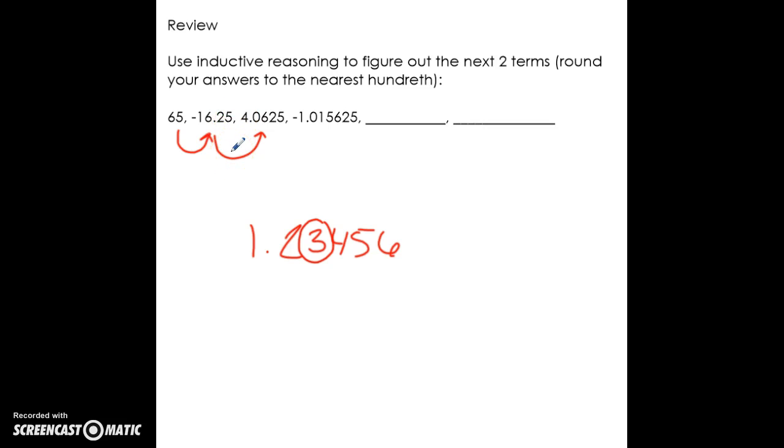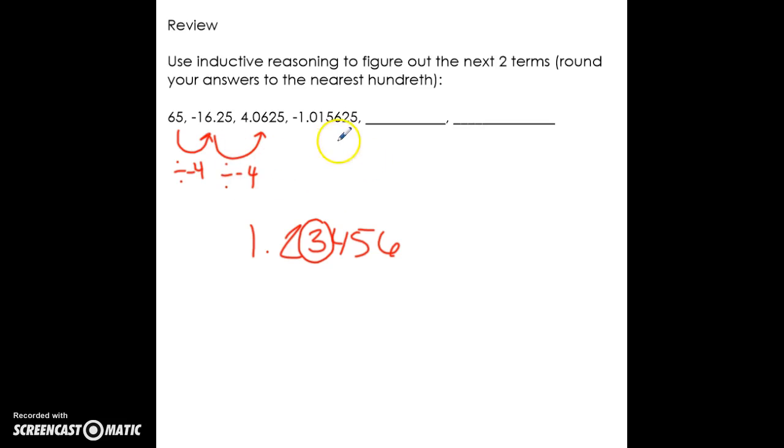Let me just grab my calculator here. 65 divided by negative 16.25. It comes out to negative 4. I'm going to try it again. I'm going to take this negative 16.25, divide by the next term, which would be 4.0625, and that also comes out to negative 4. So I know that I'm dividing by negative 4 each time.